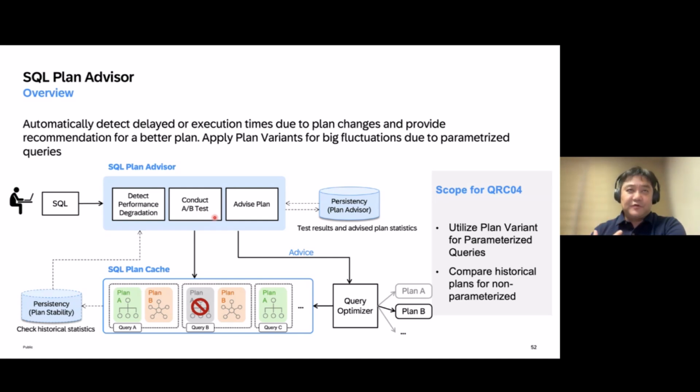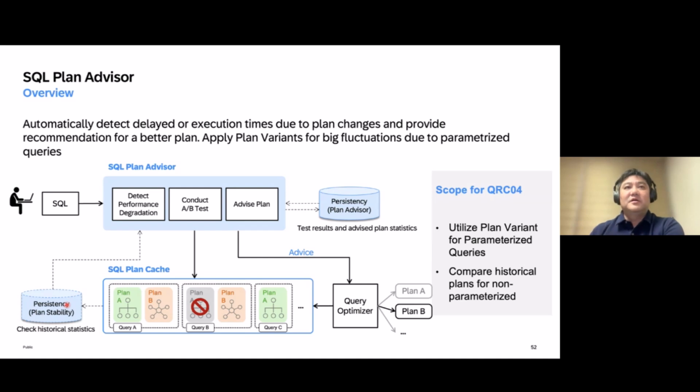And after the testing, if it actually improves the performance, then the advice plan is given back to the admin to apply the alternate plan, or the candidate plan, back into the system where it is used by the query optimizer. That is one of the features released for QRC04, where we are looking into the SQL Plan Stability historical statistics and using them.